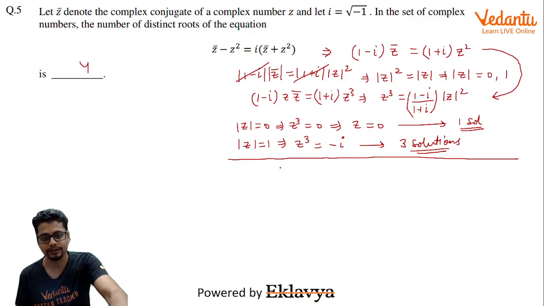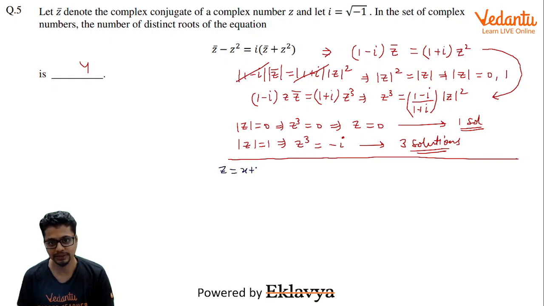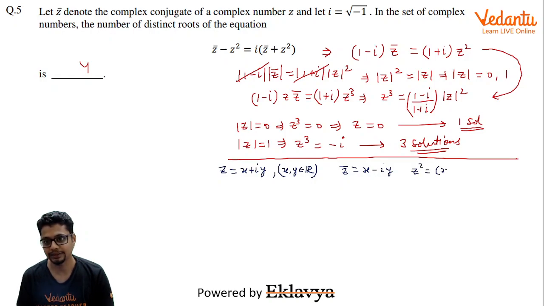Let's see an alternate. If this method is too tricky for you, you may go by the simple way. You may take z as x plus iota y, where of course x and y are real. So z bar would be x minus iota y. And what about z square? z square would be x square minus y square plus iota 2xy.